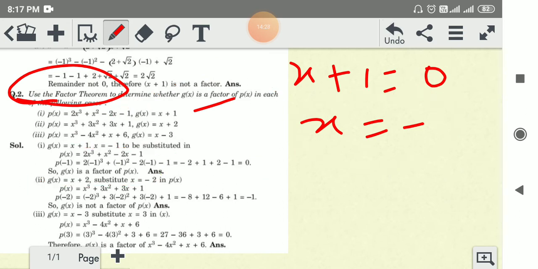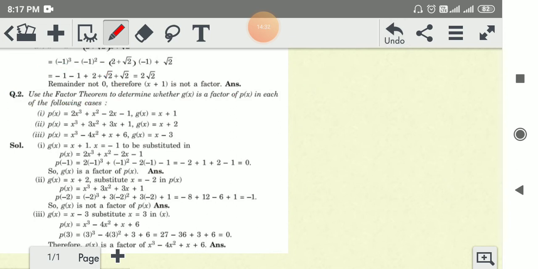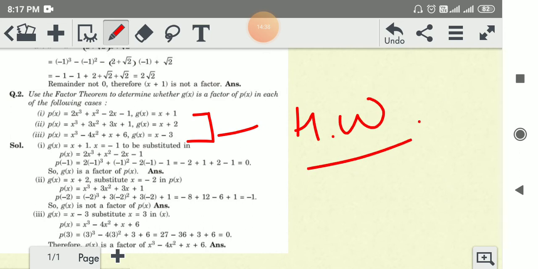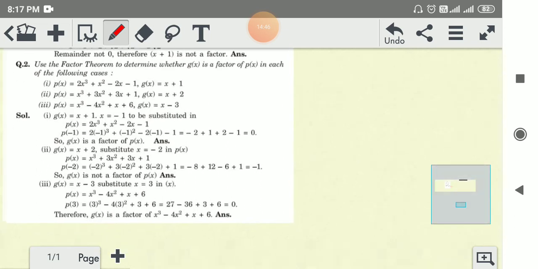Okay, now the remaining questions are in your homework, because homework is compulsory for our work. Question number 2, part 2nd and 3rd is your homework. If you have any doubts, see here.